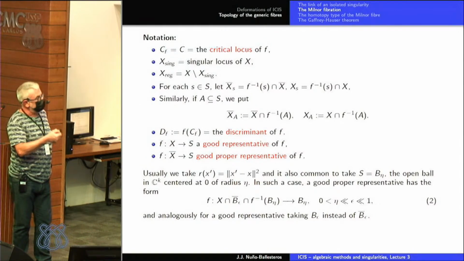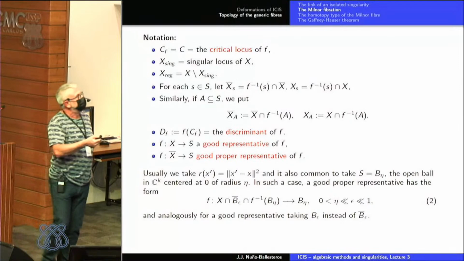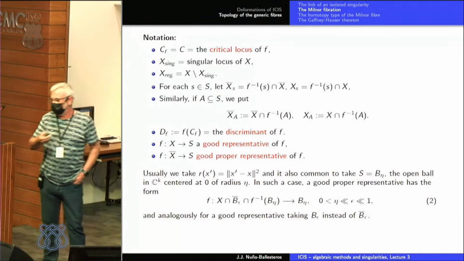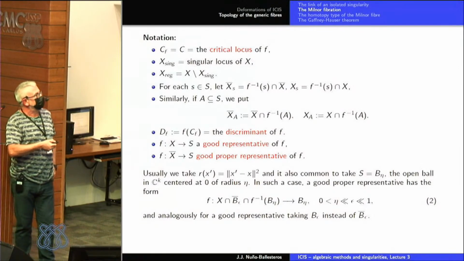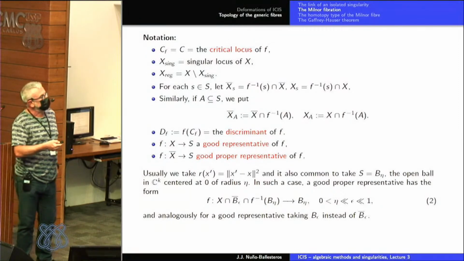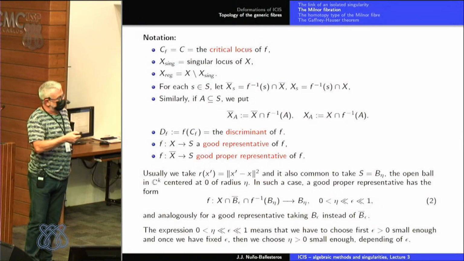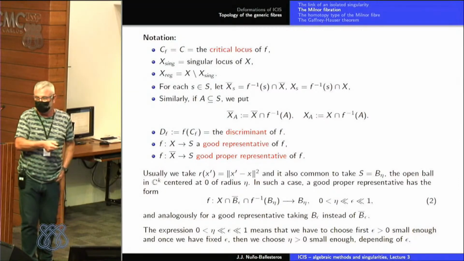But we will see that it is important to have this general setting if you want to prove that this construction is coordinate independent. So it's better to take a general function R and a general neighborhood S. Here this expression means that we have to choose first the epsilon small enough, and then once we have fixed the epsilon, then we choose eta small enough, but eta depending on epsilon.